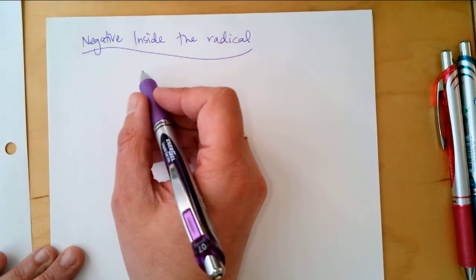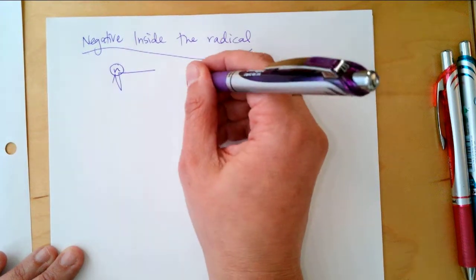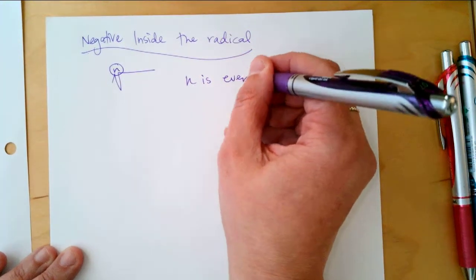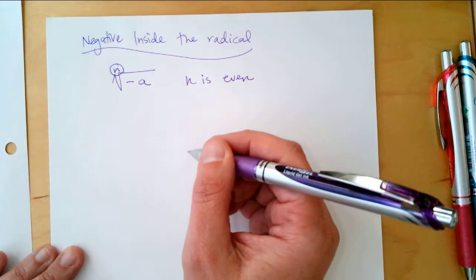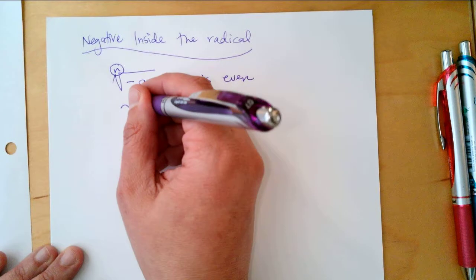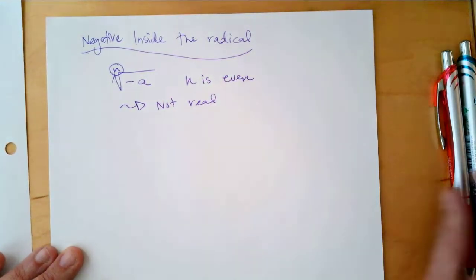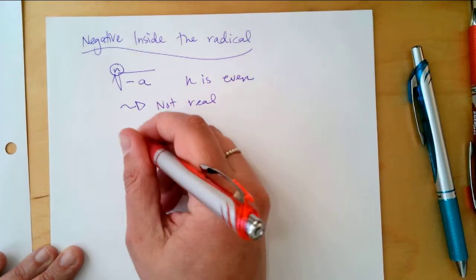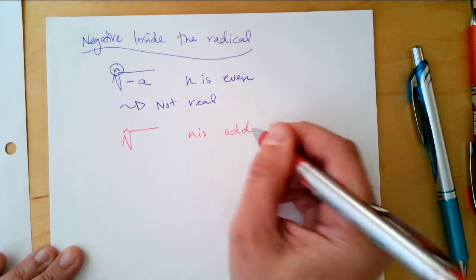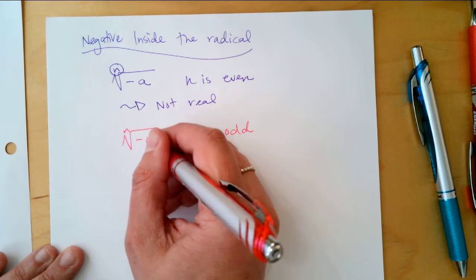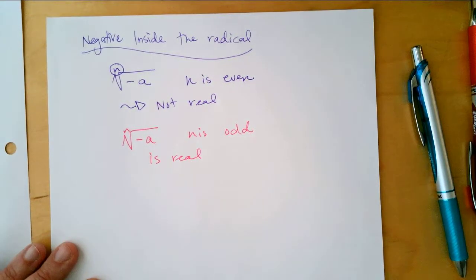But the negative inside the radical: if the index n is even, and you have a negative number here, this will be not real. If the index n is odd, the negative is real.